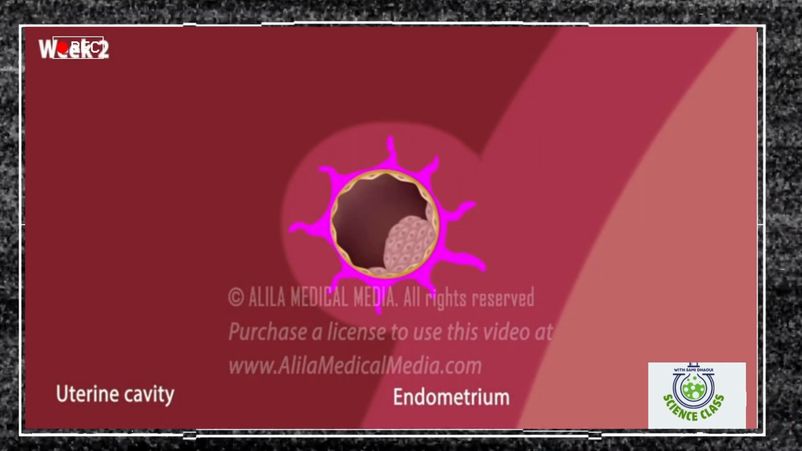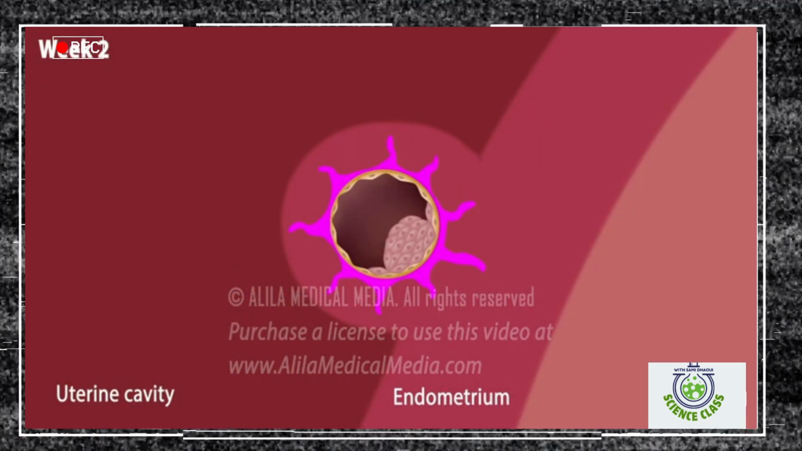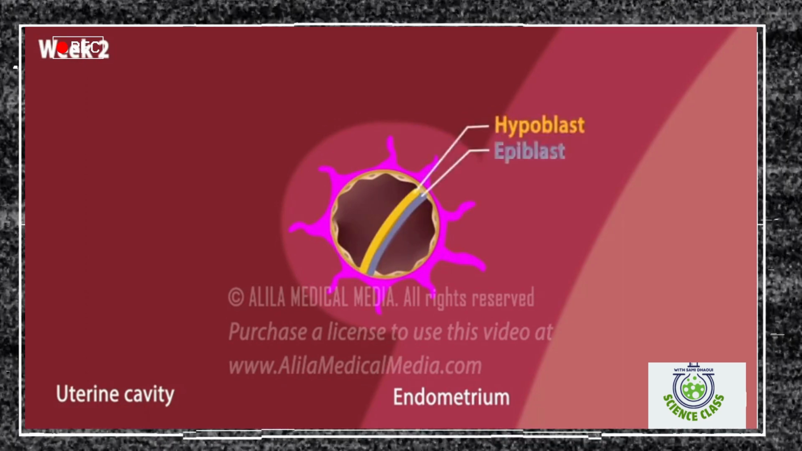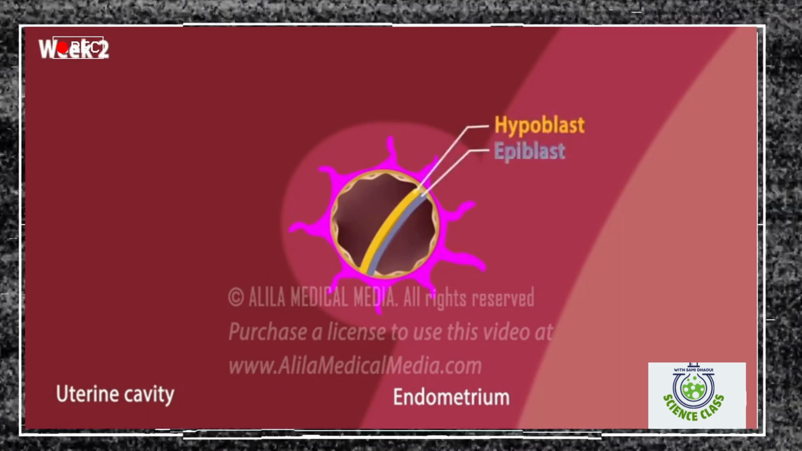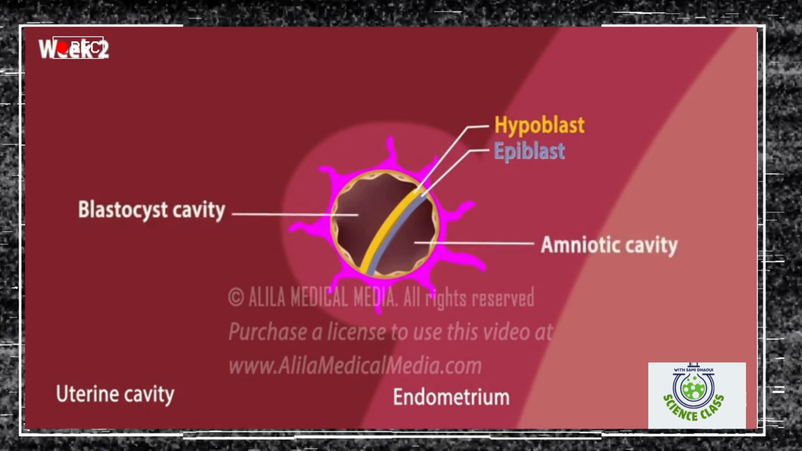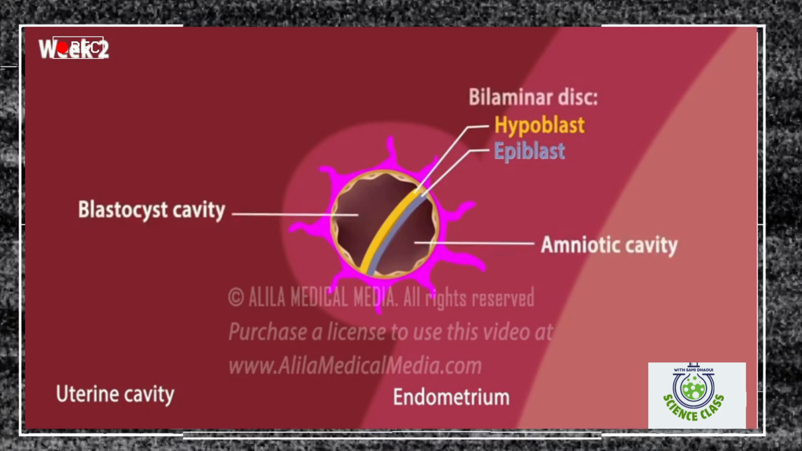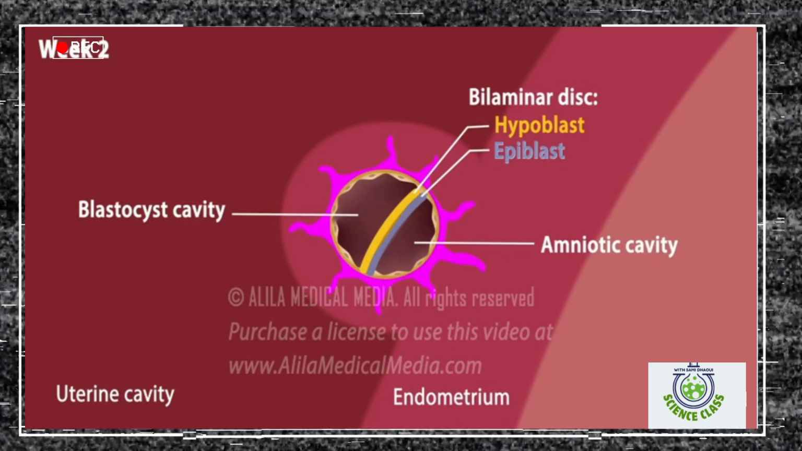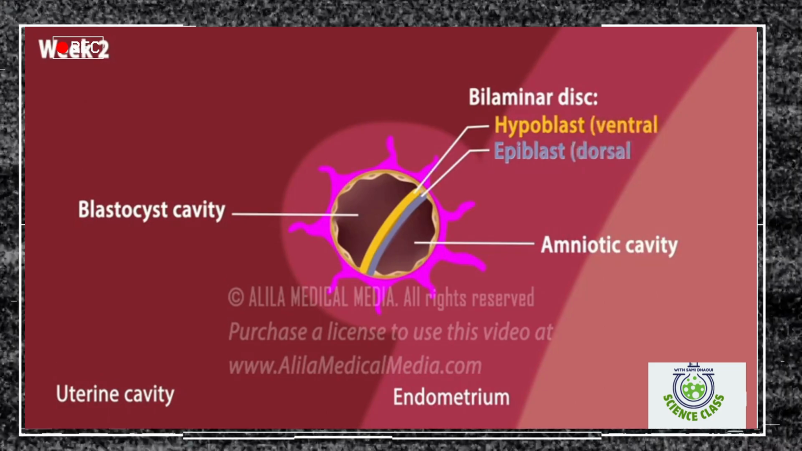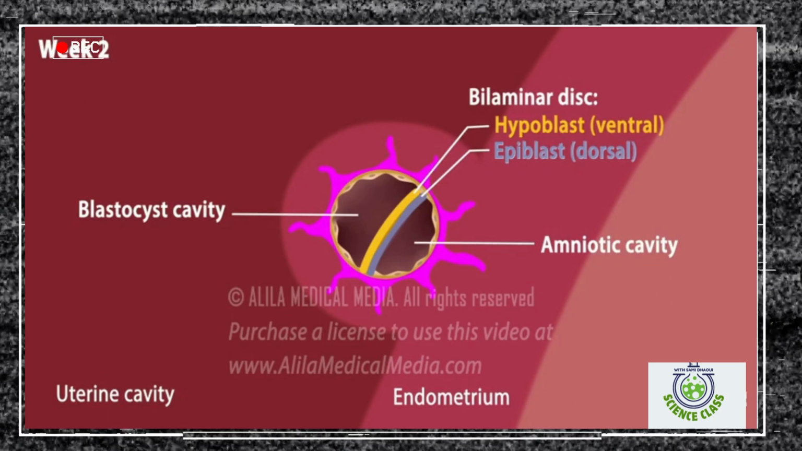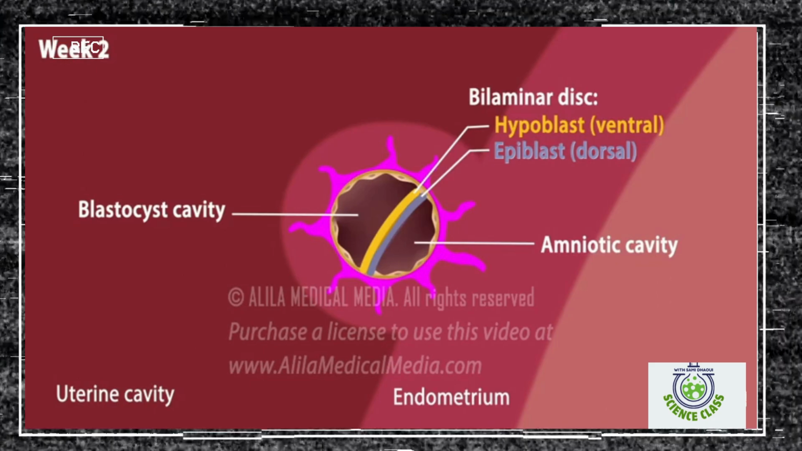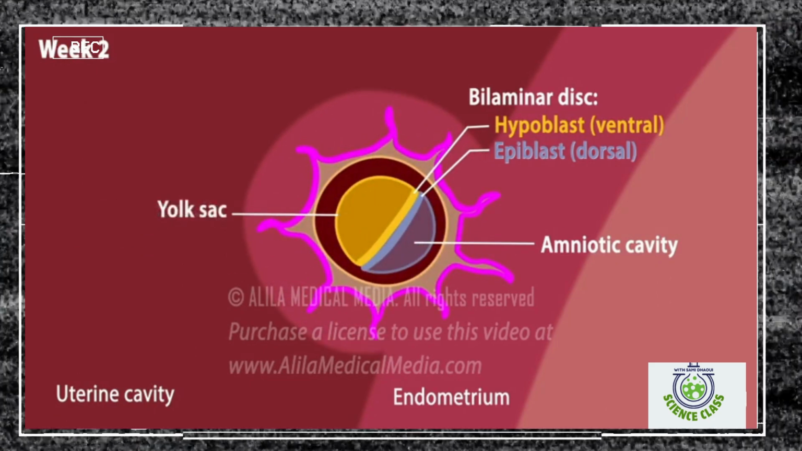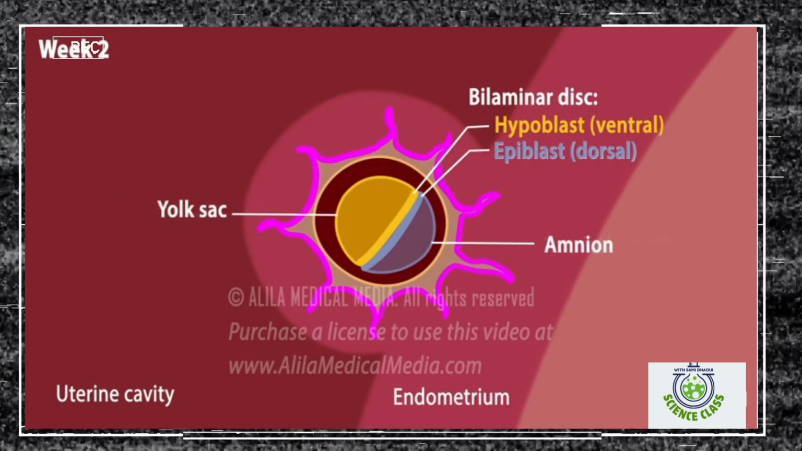Around the middle of week 2, the embryoblast starts to form a 2-layered embryonic disc, hypoblast and epiblast, at the midplane of the blastocyst, with a cavity on either side. This bilaminar disc sets the dorsal-ventral axis of the embryo, with the epiblast being the dorsal side. By the end of the second week, the 2 layers grow around the cavity on their respective side and form the yolk sac and amnion, respectively.